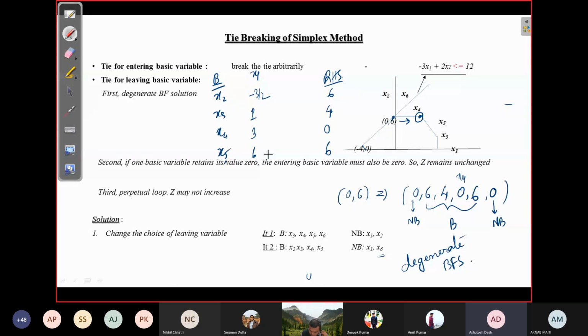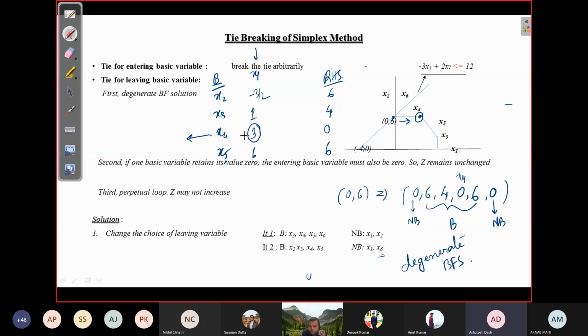This was the ratio? Yes, sir. I have overwritten it, but that's what it was before. Okay. So then what is the minimum ratio test? 0 by 3, so this x4 will leave, right? So x1 will enter and x4 will leave, isn't it? Yes, sir. So then this is the pivot element.